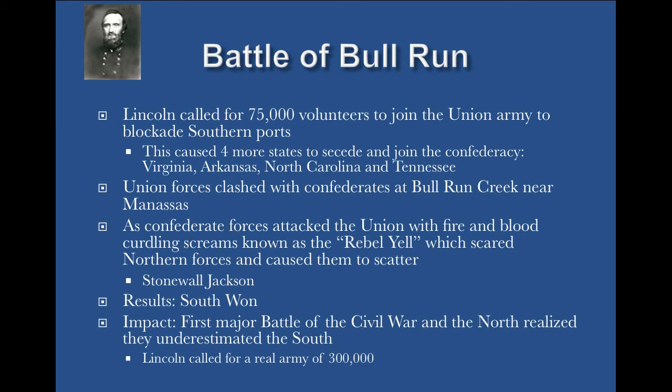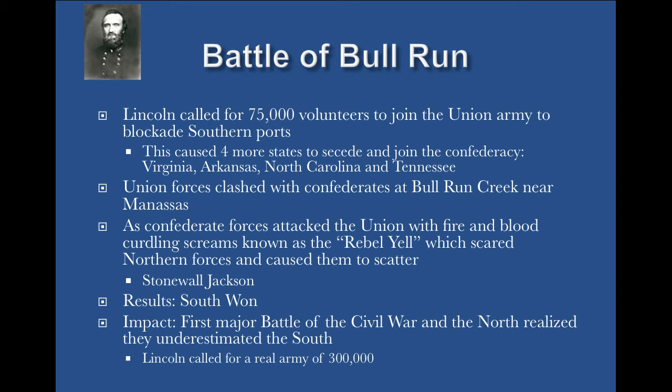The next battle that we talk about in the Civil War is the Battle of Bull Run. After the attack at Fort Sumter, Lincoln calls for 75,000 volunteers to join the Union Army, to continue with their Anaconda plan to blockade the southern ports, cut off the supply lines, and destroy the economic security of the South. This action by Lincoln causes 4 more states to secede and join the Confederacy. Those states are Virginia, Arkansas, North Carolina, and Tennessee.